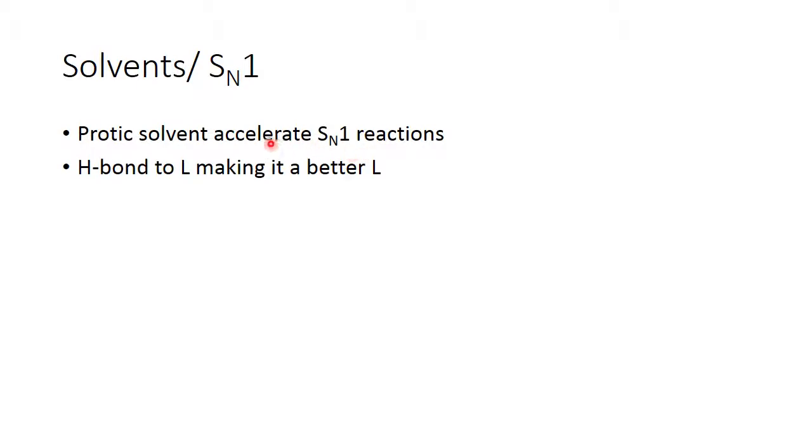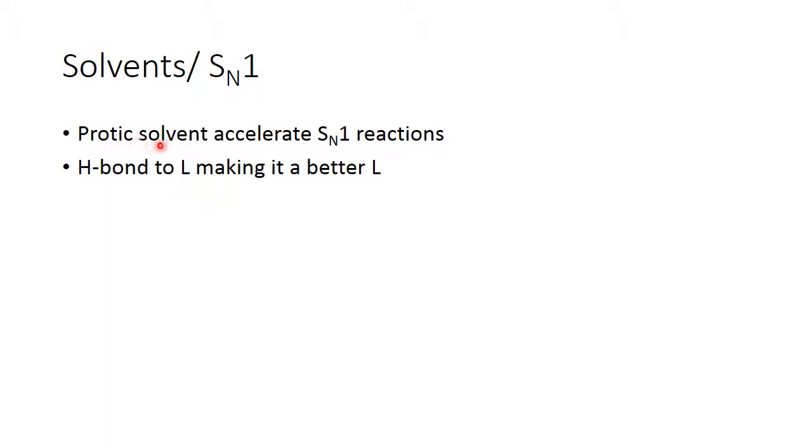accelerate SN1 reactions because they can hydrogen bond to the leaving group, and that actually helps the leaving group to leave. Because as the leaving group leaves, you're putting delta positive onto the carbon, and that puts a delta negative onto the leaving group. If you have a hydrogen bond to the leaving group, that helps reduce the amount of charge on that leaving group and makes it more stabilized. So the transition state is lowered by hydrogen bonding to the leaving group.